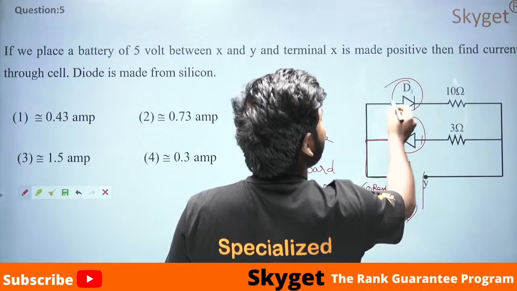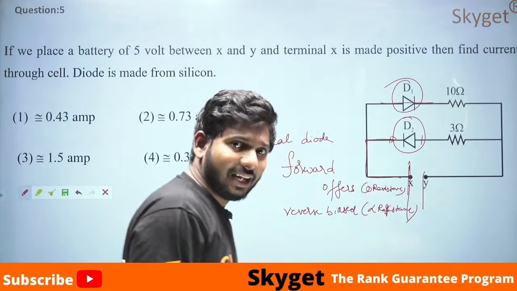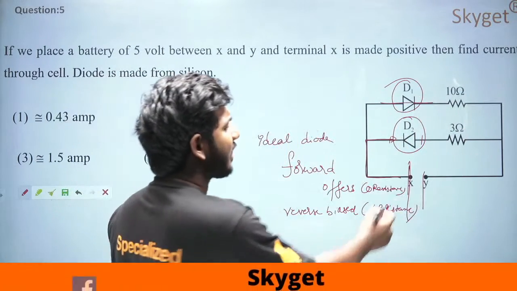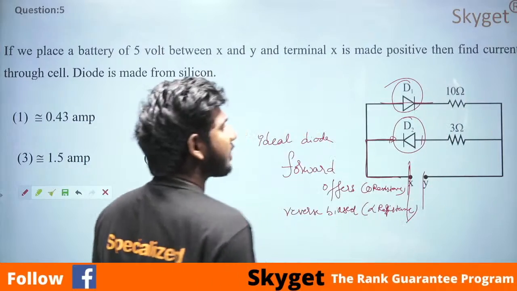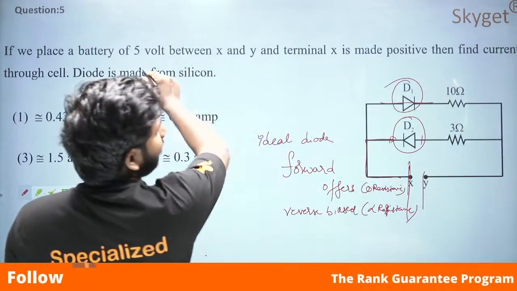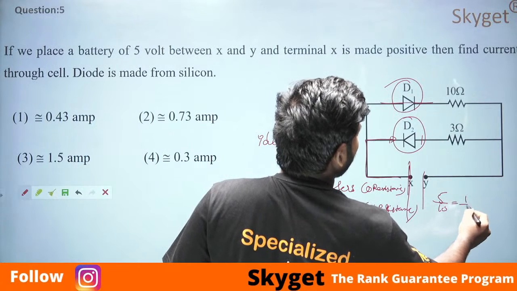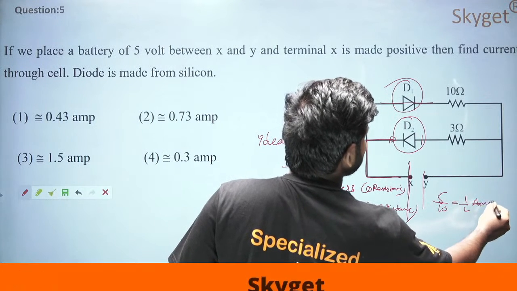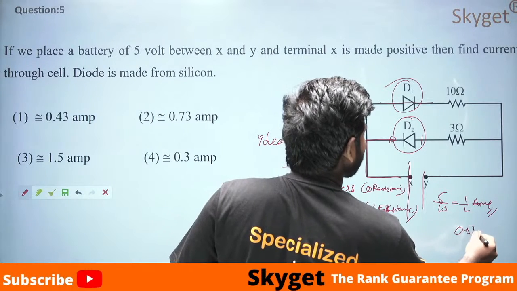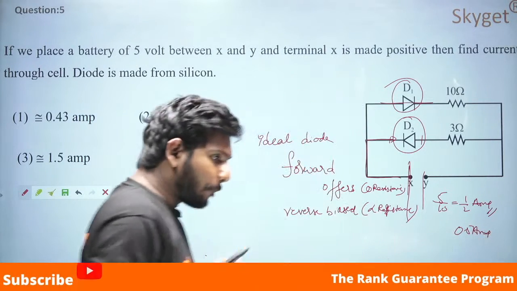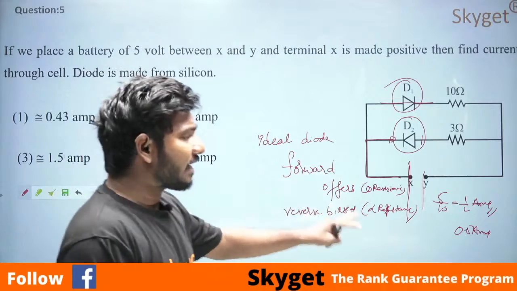That means you just remove it and connect the 2 points. What will you get, students, from this concept? So this will be 5 and 10 ohms. So 5 by 10 is equal to 1 by 2 amperes will be the answer, students. That is 0.5 amperes. This is the pattern that has been asked in many years' questions.